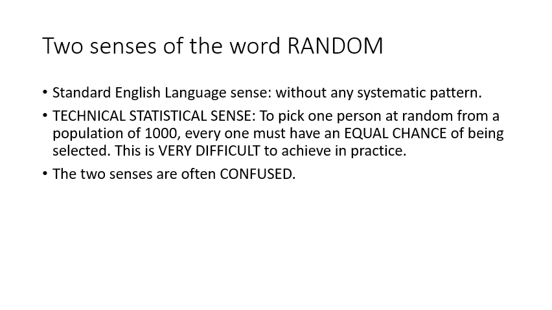So if I just close my eyes and point at somebody, then I have selected him randomly. But that's not the sense in which statisticians use this word. There is a technical statistical sense. If you want to pick one person at random from a population which has 1,000 people in it, then you must use a procedure such that every single person has an equal chance of being selected. That is, every person must have a probability 1 over 1,000 of being selected. This is actually very difficult to do in practice.